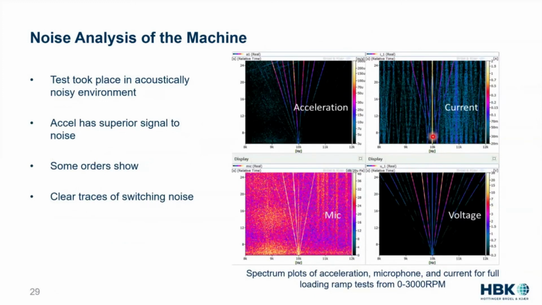We have the current, which has this kind of diminished signal a little bit because it is a filtered version of the voltage. And then we have our acceleration, and then the microphone. So these things are all correlated.